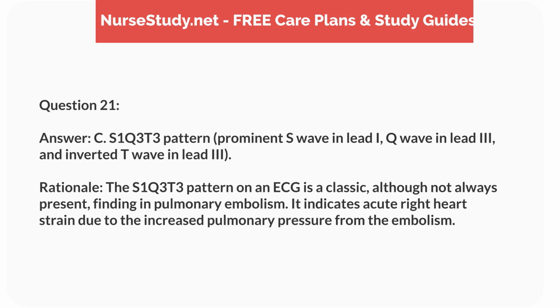Answer: C. S1 Q3 T3 pattern: prominent S wave in lead 1, Q wave in lead 3, and inverted T wave in lead 3. Rationale: the S1 Q3 T3 pattern on an ECG is a classic, although not always present, finding in pulmonary embolism. It indicates acute right heart strain due to the increased pulmonary pressure from the embolism.